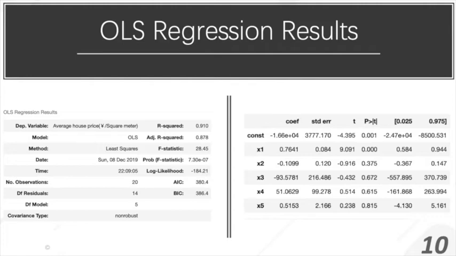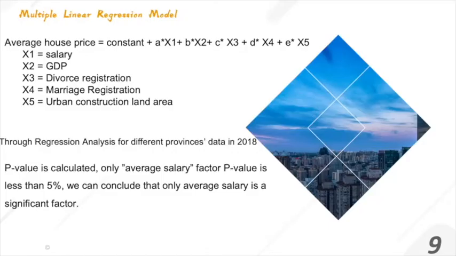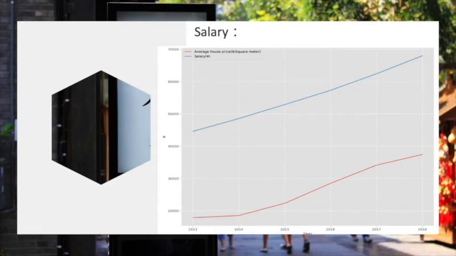We can conclude that only average salary is the significant factor that can influence the average house price in our model. We can check the results by comparing the trend of the average house price and salary in Beijing during the past few years. We can see the trends are highly identical.